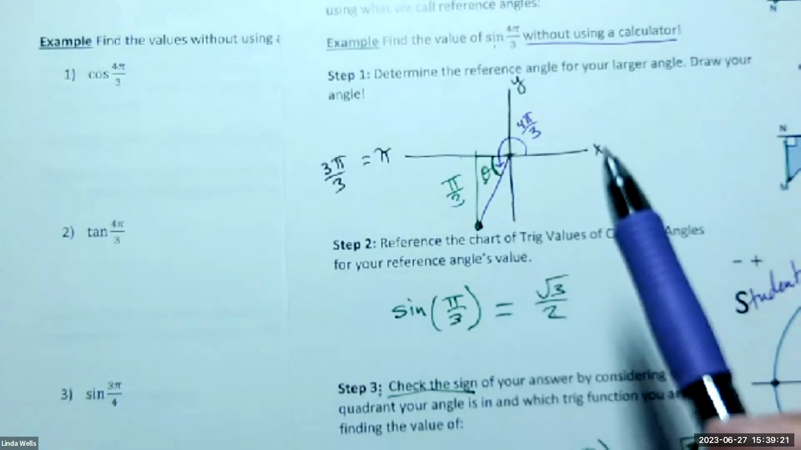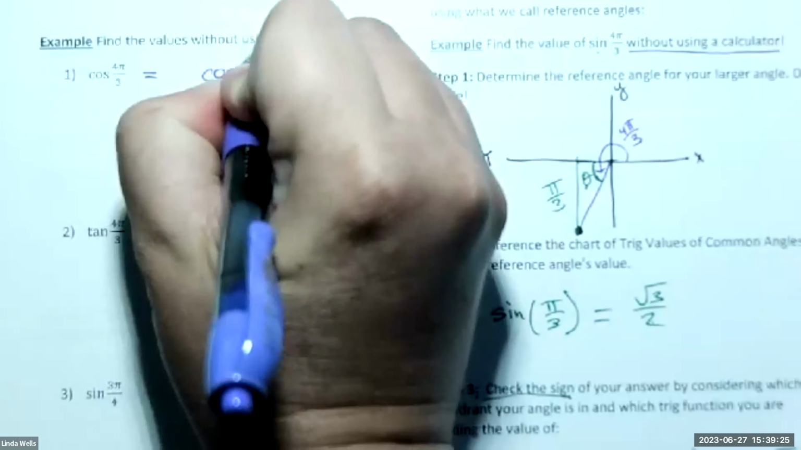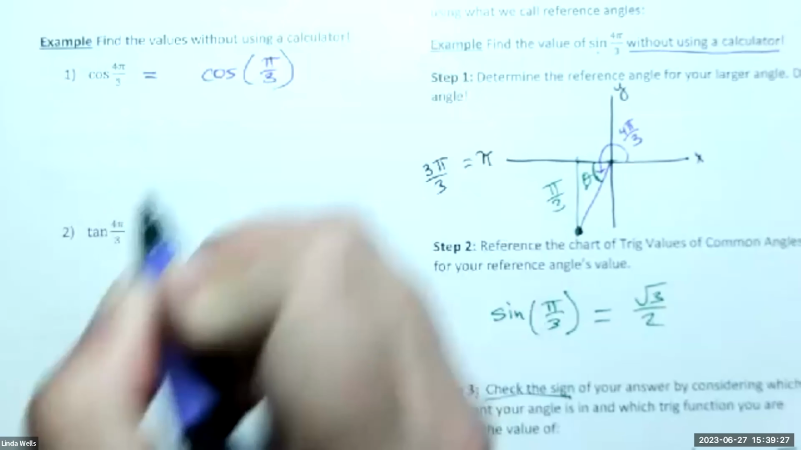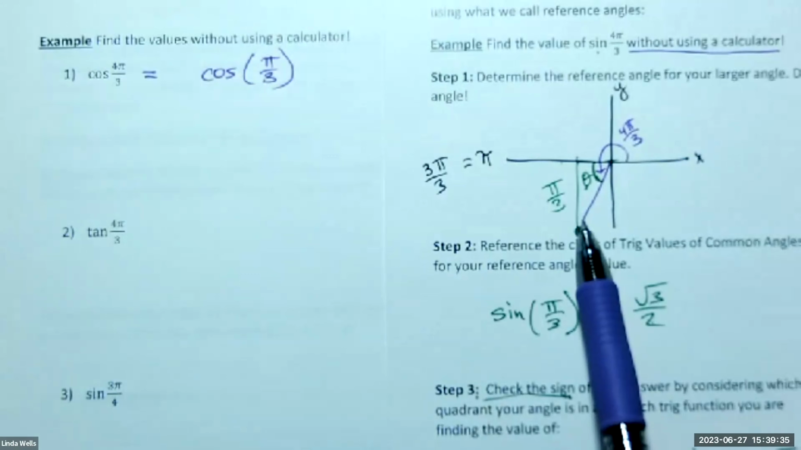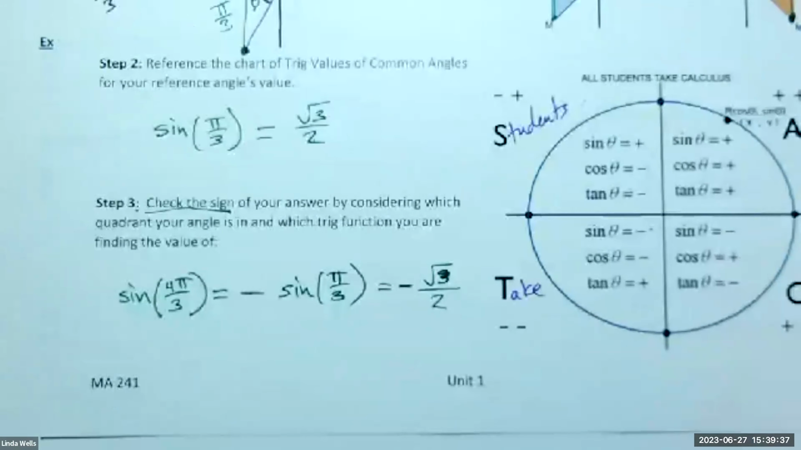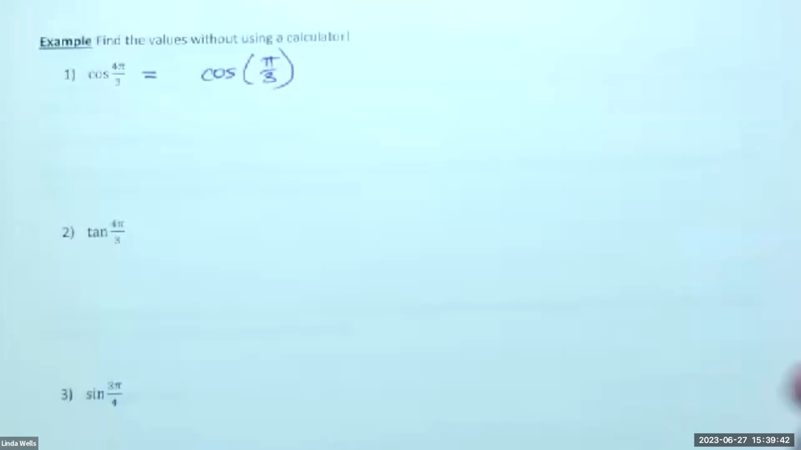Still pi over 3. So cosine of 4 pi over 3 is equal to cosine of the reference angle. What's the only possible difference between these two values? Positive or negative. So we need to check. In the third quadrant, is cosine positive or negative? So we need to put a negative sign on it.